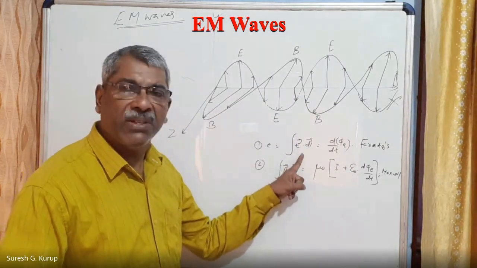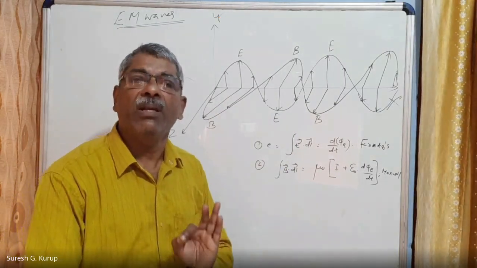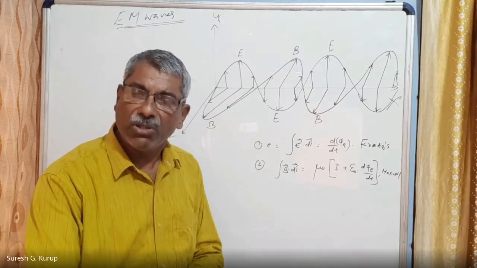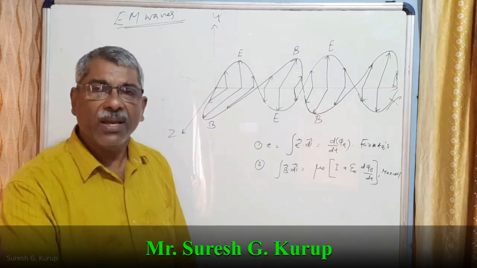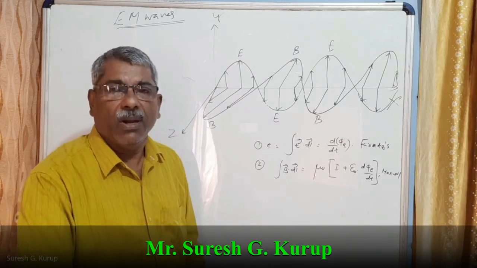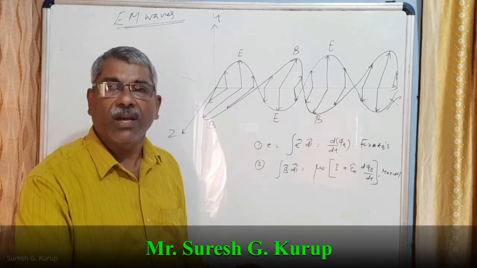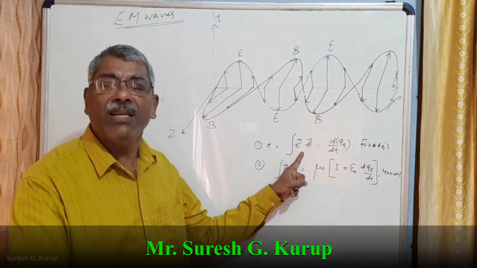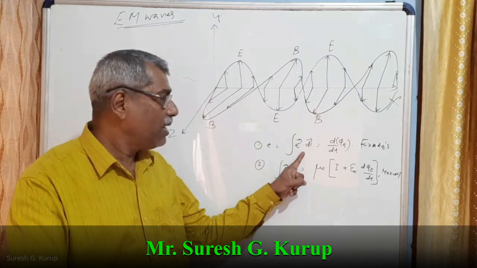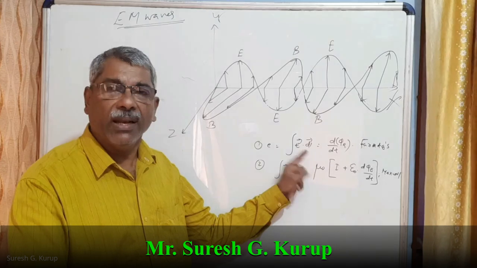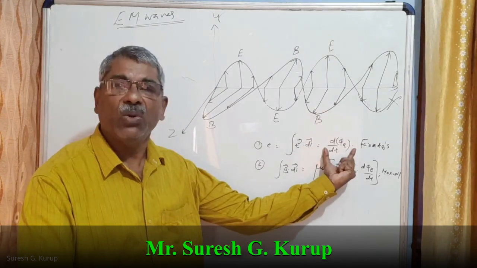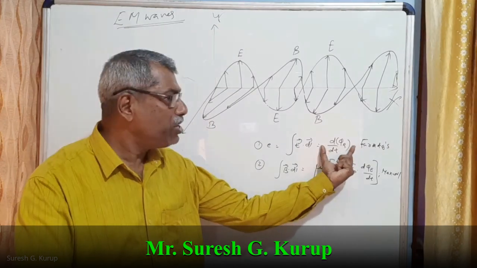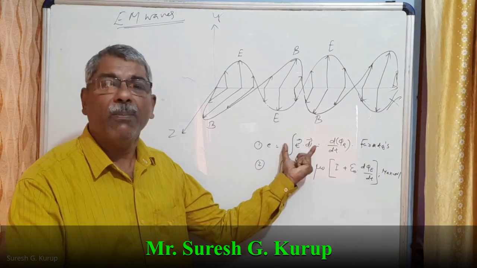EMF is given by the line integral of the electric field. We saw in the first topic, electrostatics, that voltage or potential difference is defined as the line integral of the electric field, that is, E dot dl. So the line integral of the electric field is related to the change in magnetic flux. That is, a change in magnetic field can produce an electric field.